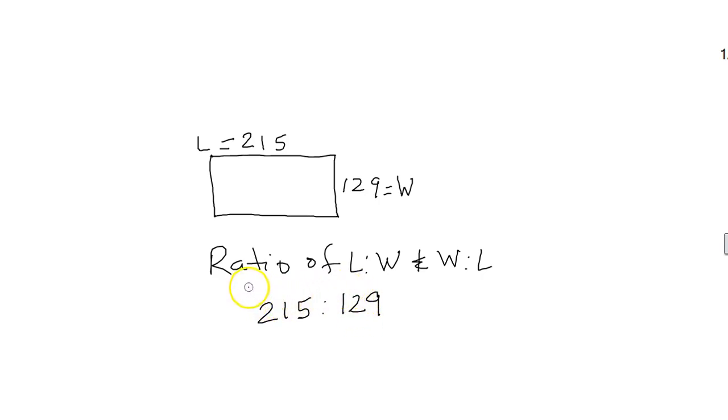So the first part of the question, 2 answers, ratio of length to width. This is the answer right here. 215, put a colon, 129. And for this answer over here, it's width to length. So we're just going to flip it and put 129 to 215. Okay. So you can't reduce or simplify it. Usually you're supposed to, but this 129 is prime, so there's no number that goes in there and also goes into 215. So this is the answer for number 4. Done. Okay. Hopefully that makes sense to everybody.